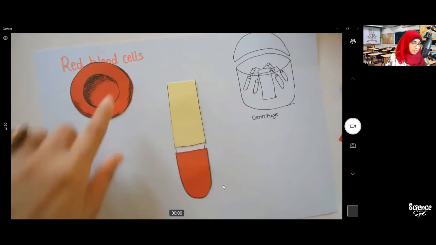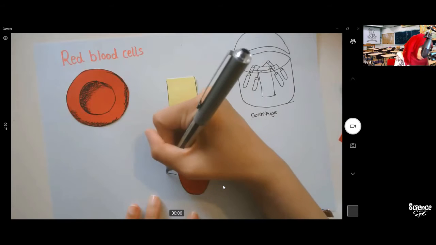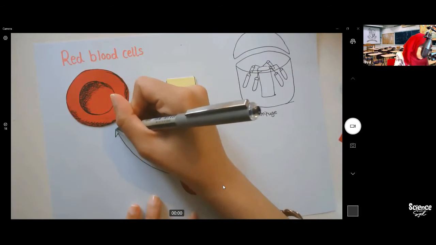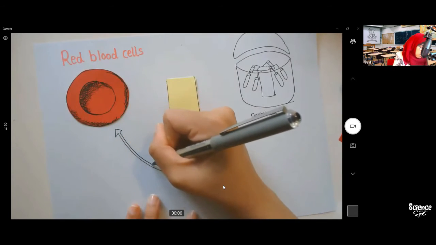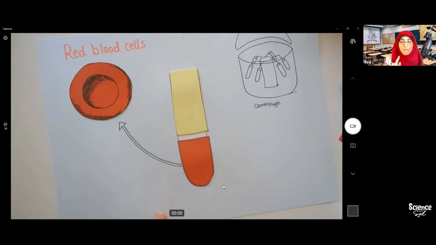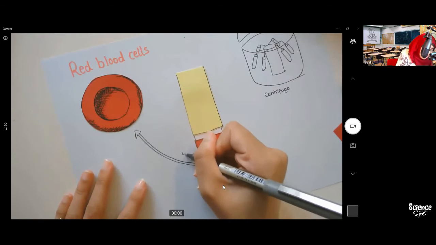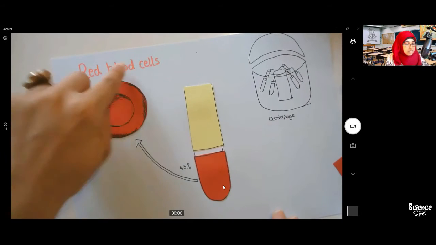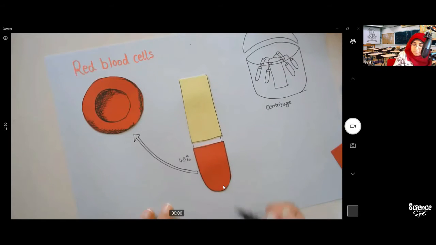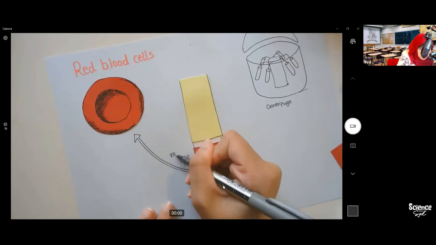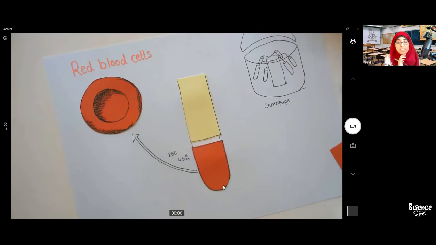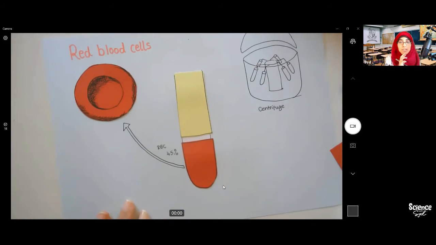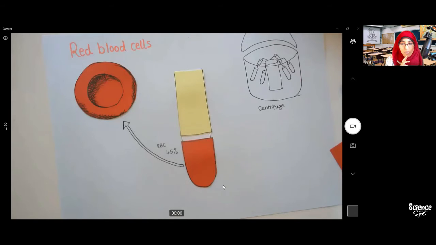So this bit, let's do the red blood cells first. So here we have got red blood cells. Okay, and 45% of our blood is red blood cells. So I can write over here, this is 45%. And because it's RBC, red blood cells, sometimes this gets shortened to RBC. Okay, so red blood cells. There's 45% of our blood is red blood cells. Let's write a little bit of information about red blood cells.